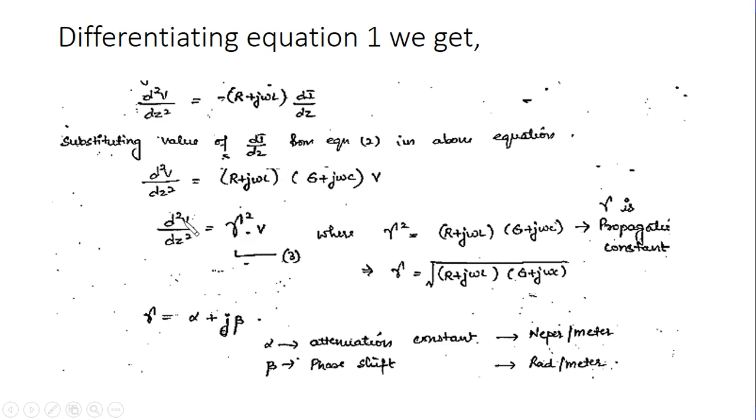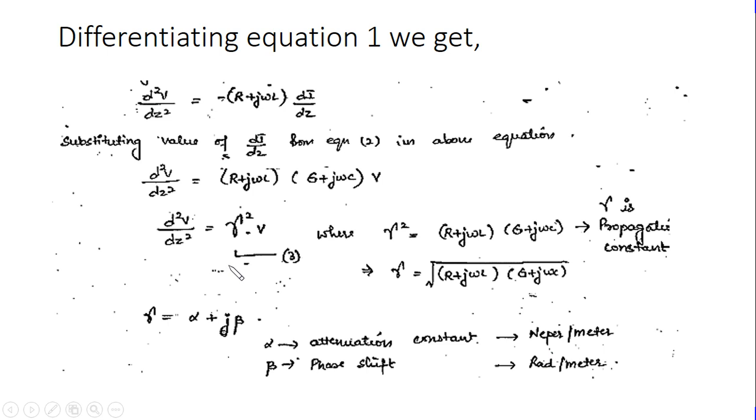So you have d2V by dZ square. Let us replace the term (R plus jωL) into (G plus jωC) by gamma square, where gamma is our propagation constant, given as the square root of (R plus jωL) into (G plus jωC). This propagation constant actually consists of two constants. One is the real part, alpha, known as the attenuation constant, given in Nepers per meter, whereas beta is the phase shift or phase constant, which is the imaginary part, and it is given in radians per meter.